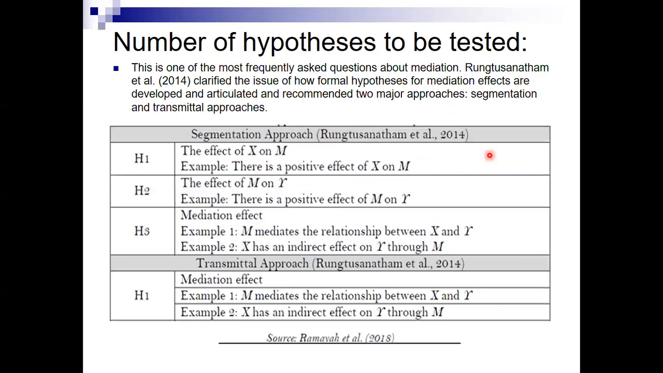Now, number of hypotheses to be tested. There are several approaches. There are 3 particularly approaches that are used, but there are 2 approaches which are proposed, okay, to test, or rather to hypothesize and test the relationship, okay? So you have the segmentation approach. You can read the Rungtusanatham et al. 2014. He has a good discussion on that. But also you have the transmitter approach. The same author is documenting that.